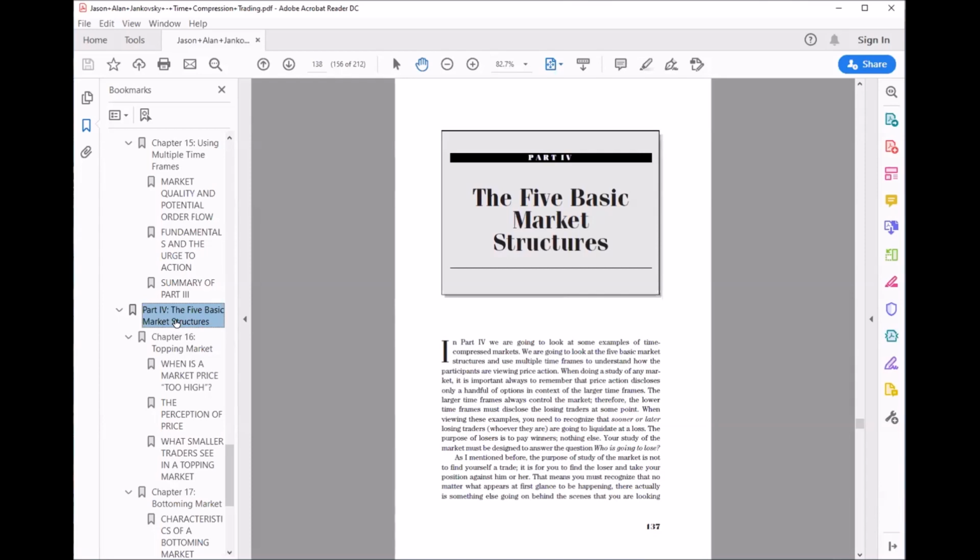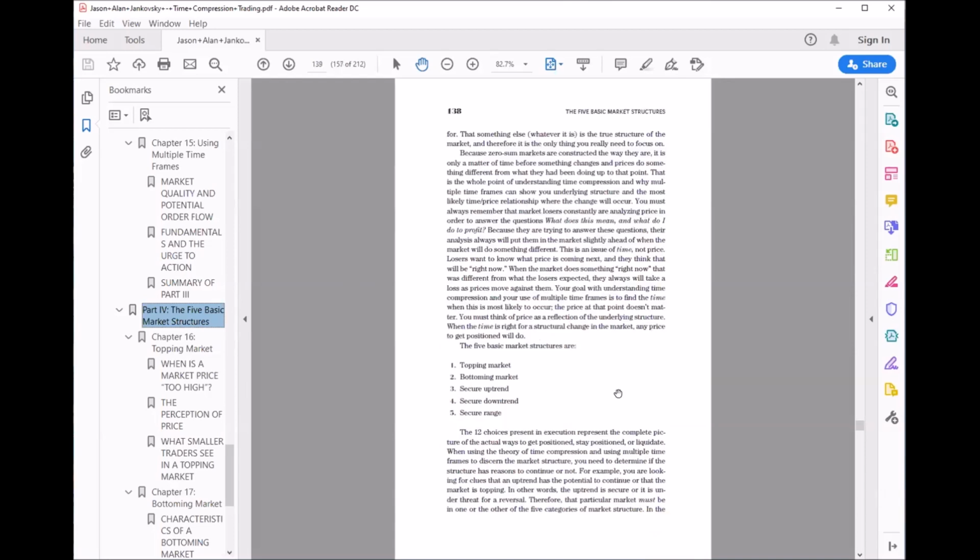So you all have been around for a while. You've paid attention. Jankowski nails these 5 market structures down to a topping market, a bottoming market, a secure uptrend, a secure downtrend, and a secure range.